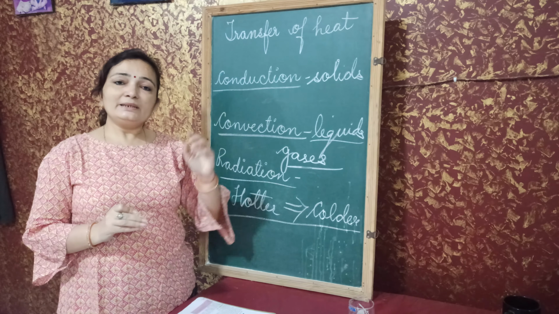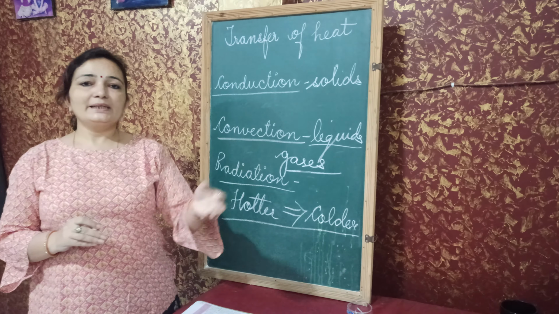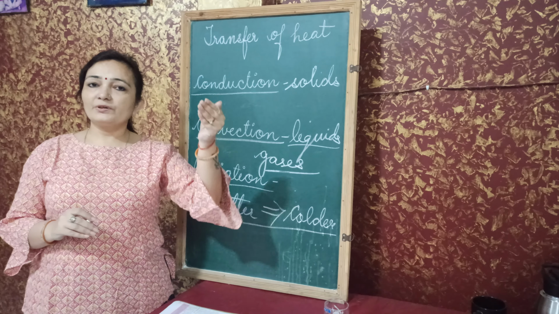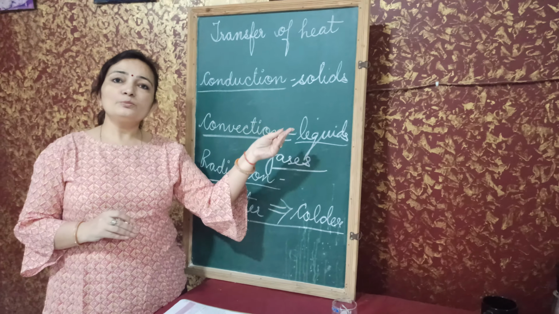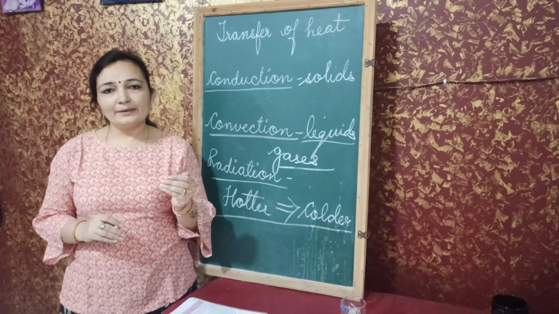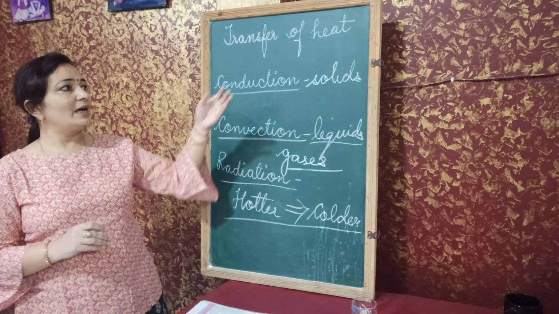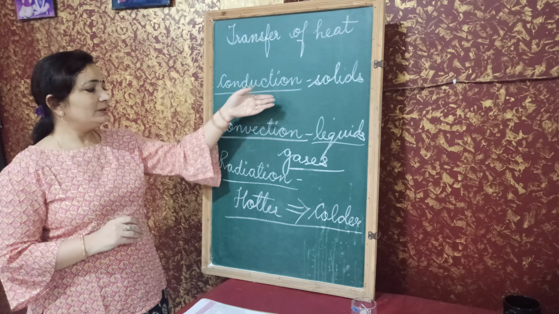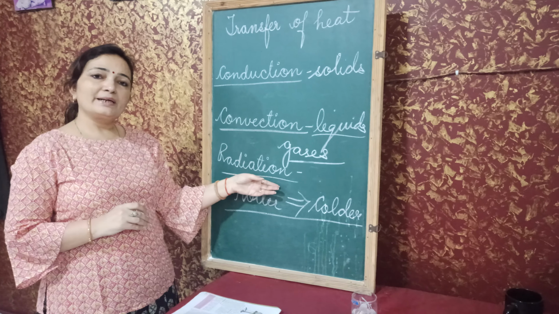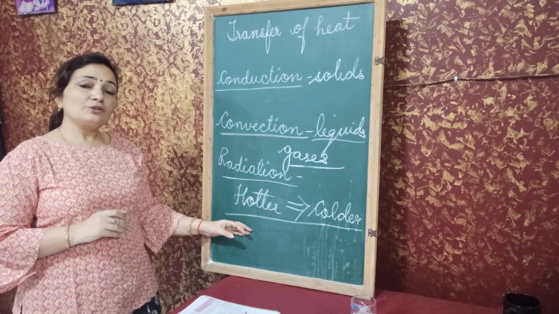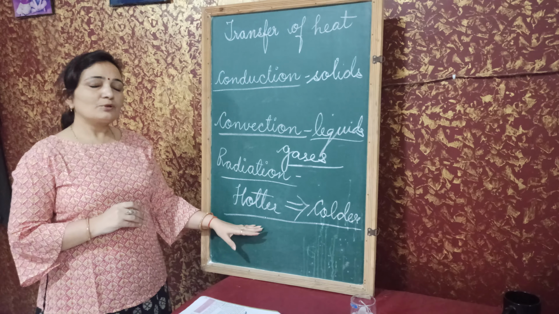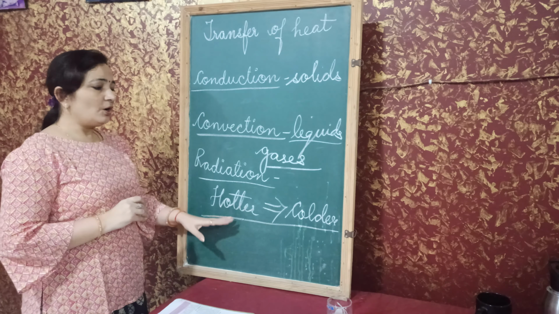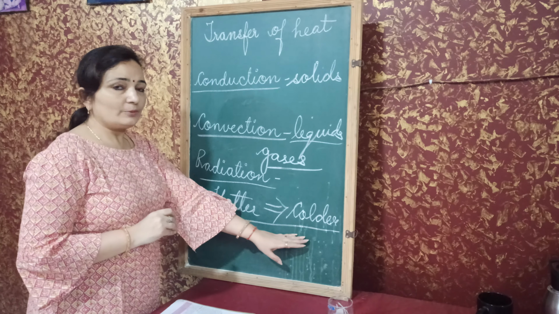Where medium is present, for example, we are sitting in the room and we have lit a room heater. We can feel the heat of the room heater by the process of radiation only. So the transfer of heat takes place by three methods: conduction, convection and radiation. And what is the direction of the flow of energy? Always from the hotter object to the colder object.